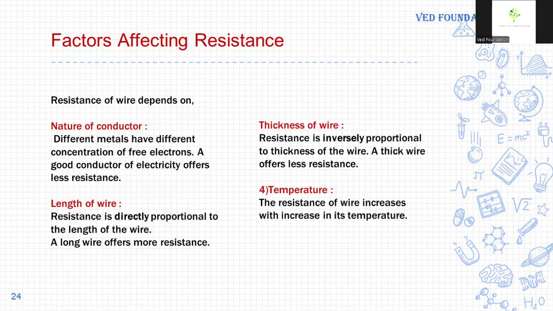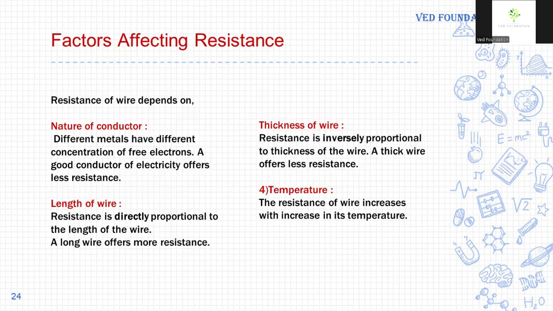Resistance of a wire depends on the following factors. First, nature of conductor. Different metals have different concentrations of free electrons. A good conductor of electricity offers less resistance. Silver is the best conductor of electricity, so silver has least resistance. Length of wire: resistance is directly proportional to the length of the wire. A long wire offers more resistance. Resistance depends on thickness of wire, and it is inversely proportional to the thickness of wire. A thick wire offers less resistance, and a thin wire offers more resistance.